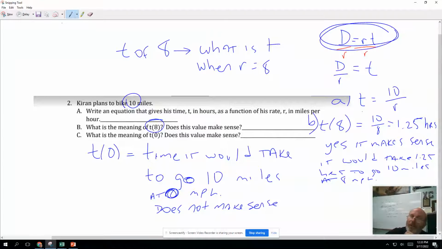The key is being able to manipulate that equation mathematically. That's what algebra is all about, manipulating equations, putting them in a way to make sense. And you can do it.